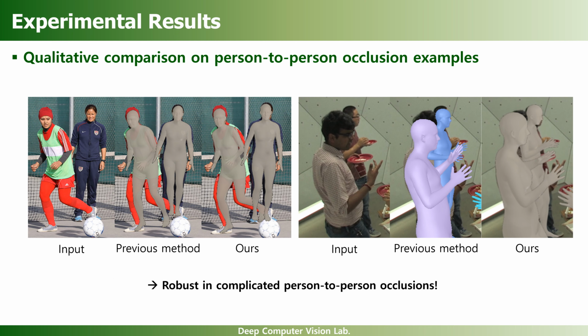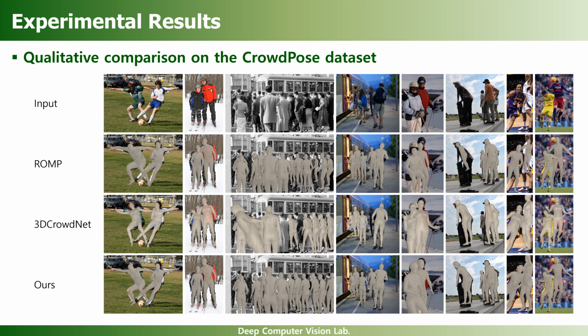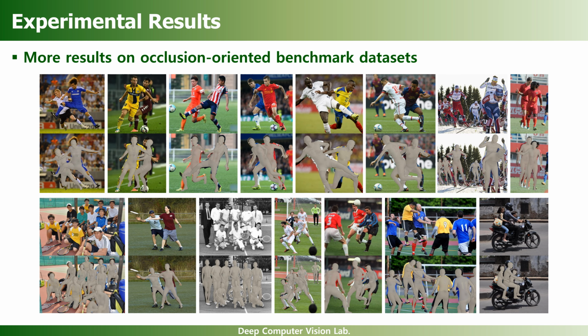As can be seen from the qualitative results, our method achieves robust performance under complicated person-to-person occlusions, compared to previous works. We can also see that our model has a great ability to reconstruct human meshes in crowding scenes. These are some more examples.